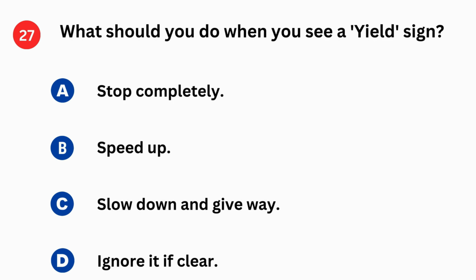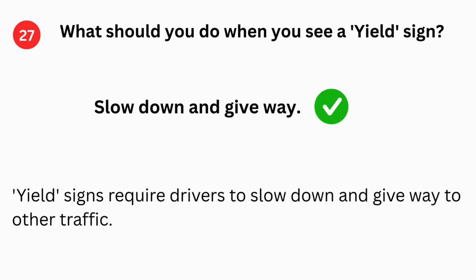What should you do when you see a yield sign? A. Stop completely. B. Speed up. C. Slow down and give way. D. Ignore it if clear. Slow down and give way. Yield signs require drivers to slow down and give way to other traffic.